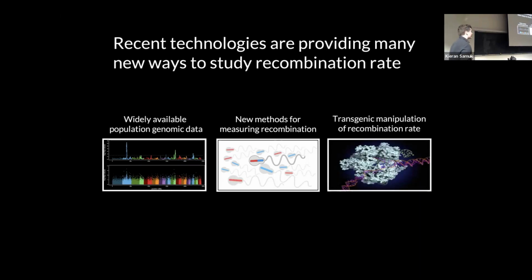There are also a lot of really interesting new tools for the transgenic manipulation of recombination rates. This is stuff like inducing double-strand breaks using CRISPR, or manipulating genome structure to make and destroy chromosomal inversions, all those sorts of cool things. So lots of new tools coming online.